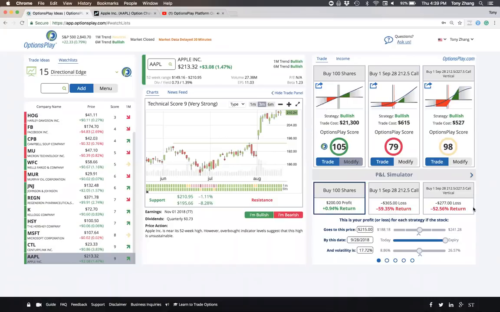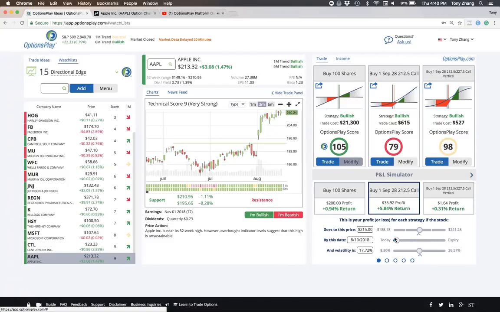So this is actually one of the examples why I encourage users to use the P&L simulator, because especially for the newer options traders, this might not make a lot of sense: why would a call option lose money if the stock went up? And that's really because of time value. And that's one of the things that we can teach using this slider, how the options will actually decay in value as time goes on if all things remain constant.